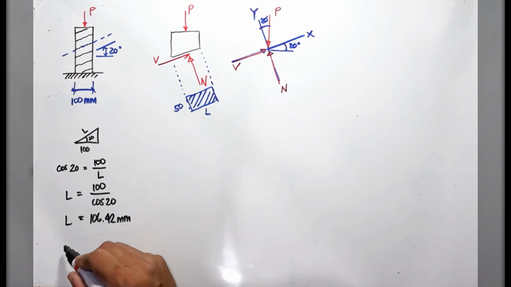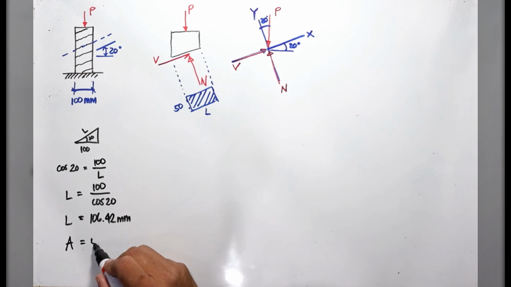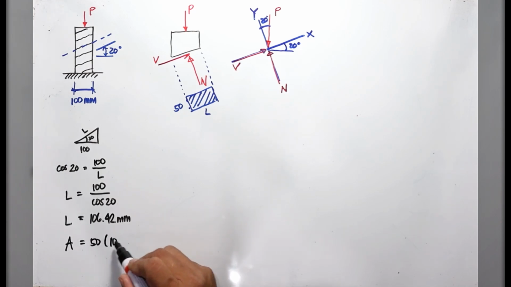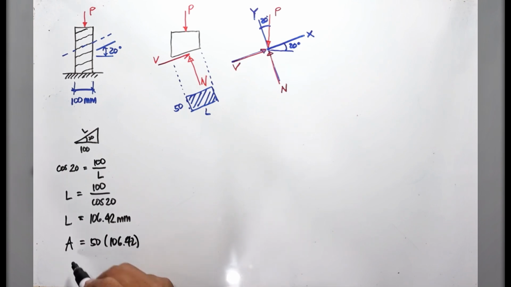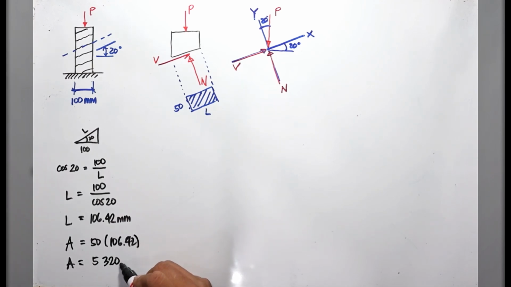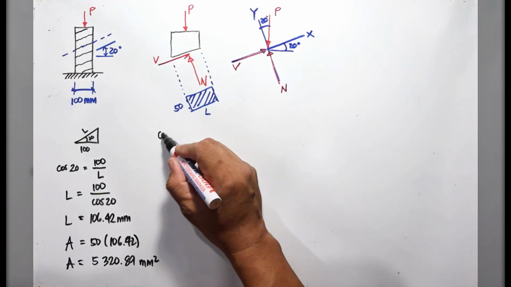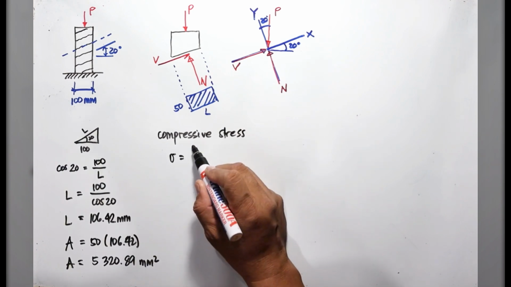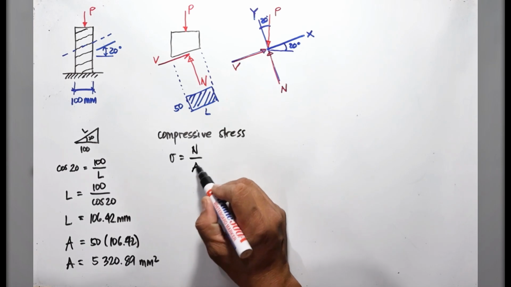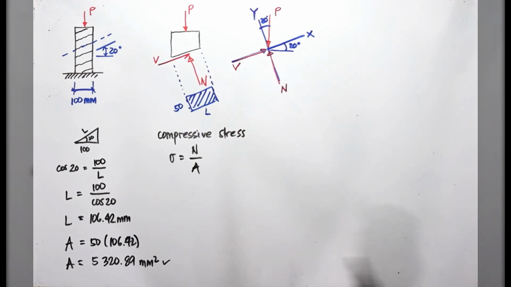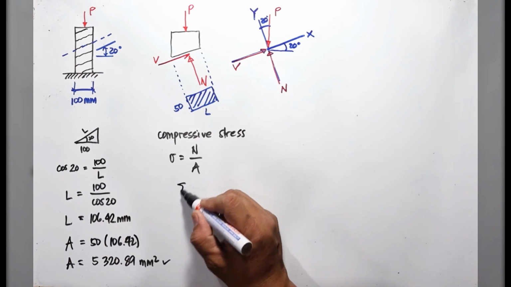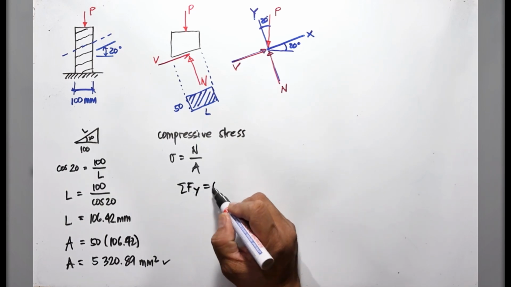millimeters. That means our area is 50 times 106.42, that is 5,320.89 square millimeters. Okay, so for compressive stress, that is stress equals the normal force over the area. So the area is this one, which is 5,320.89 square millimeters.